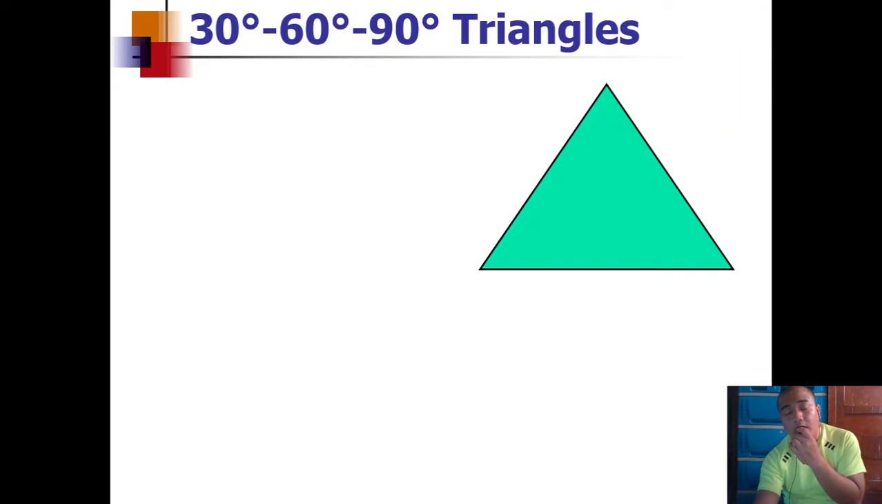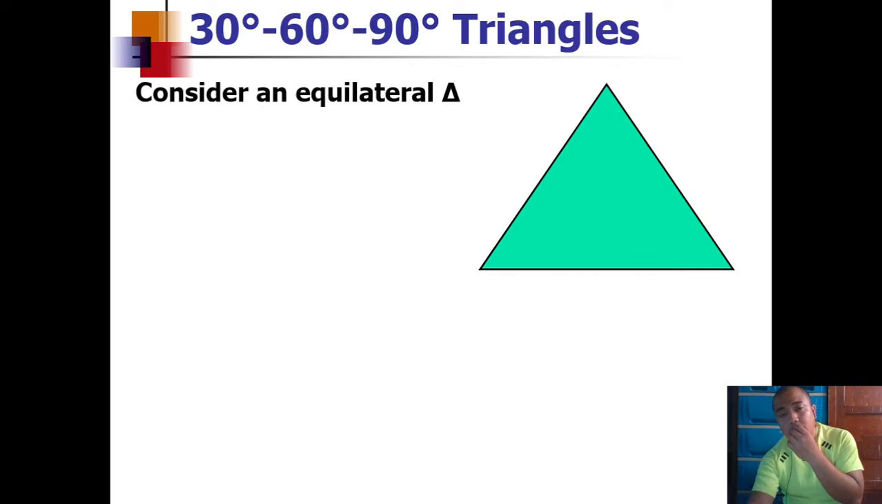Yan. Now, let's proceed to another kind of special right triangle. So, aside from the 45, 45, 90 triangle, we also have 30, 60, 90 degree triangles. So, let's consider an equilateral triangle. Equilateral triangle is a triangle in which all sides are equal. That means all the angles are all 60 degrees. 60, 60, and that means 30 each, 30 degrees each.